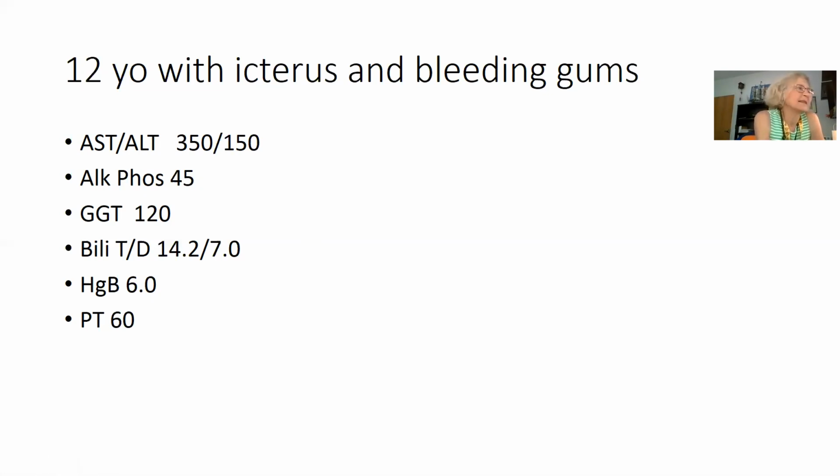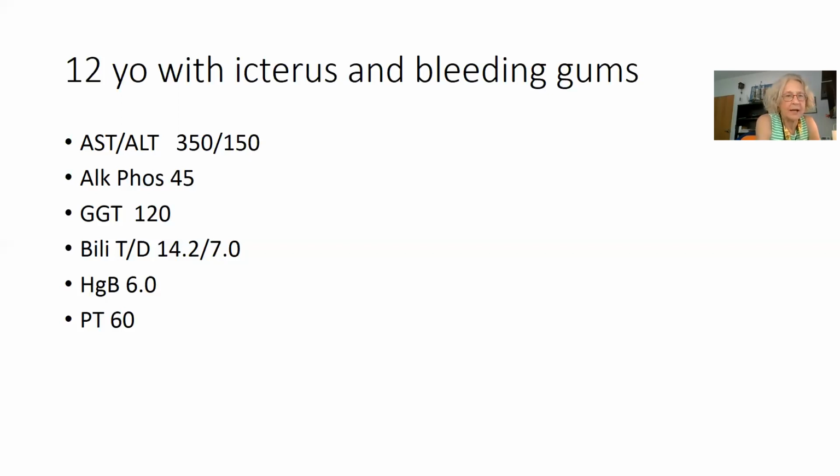So in kind of putting this together, the AST higher than ALT would go along with hemolysis being part of this, as would the low hemoglobin and the bili that's kind of half direct and half indirect. The low alk phos is also a clue. And this is someone with acute liver failure from Wilson's disease that is caused by a sudden release of copper into the blood that causes hemolysis, and they very quickly go into liver failure.